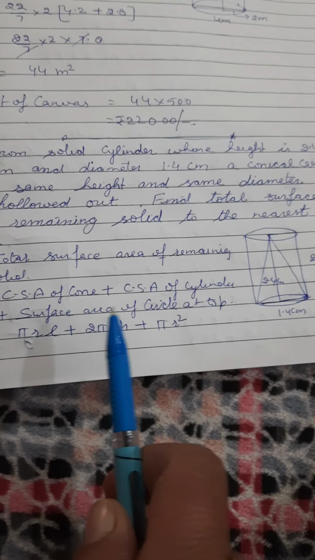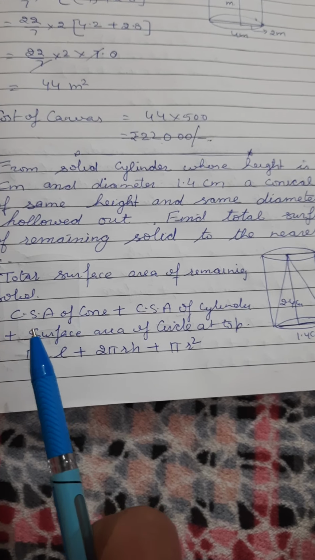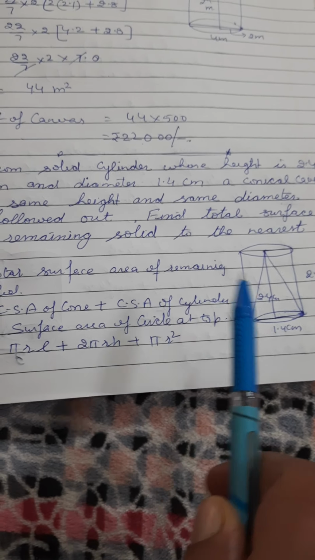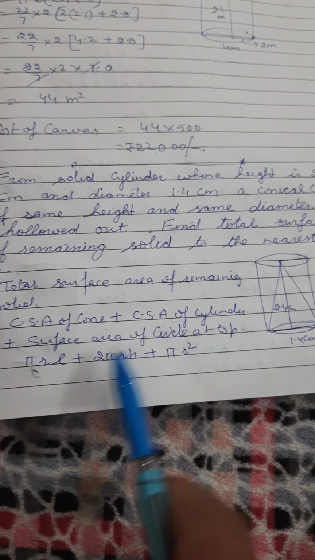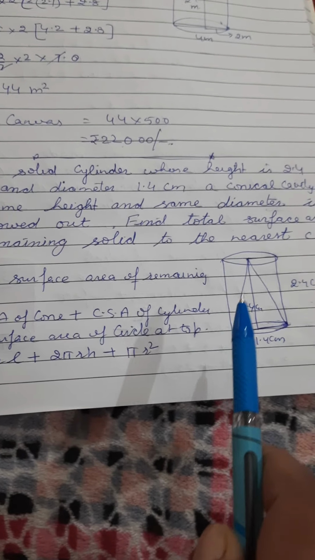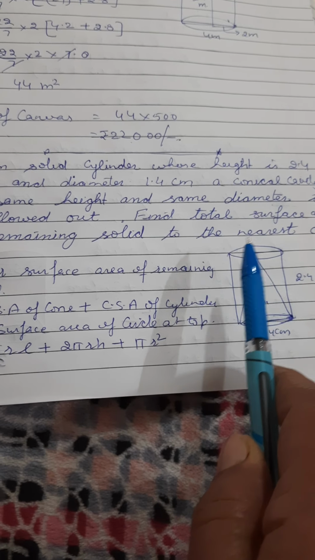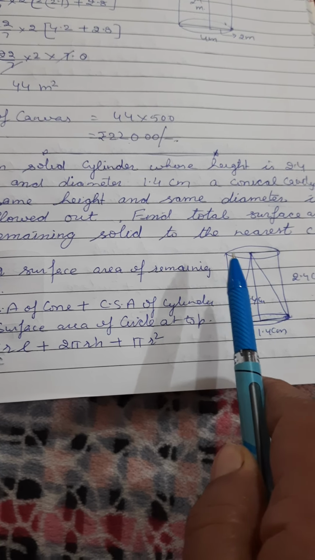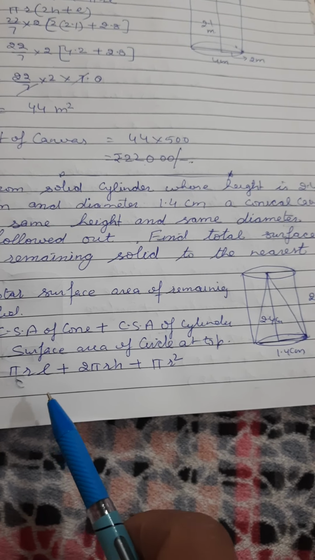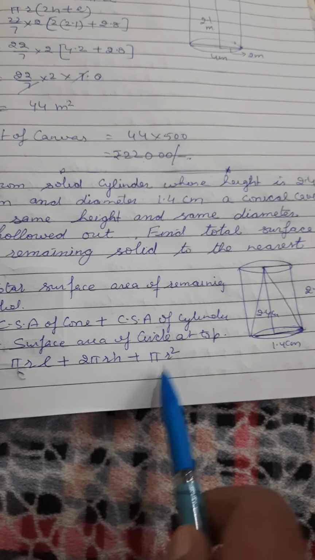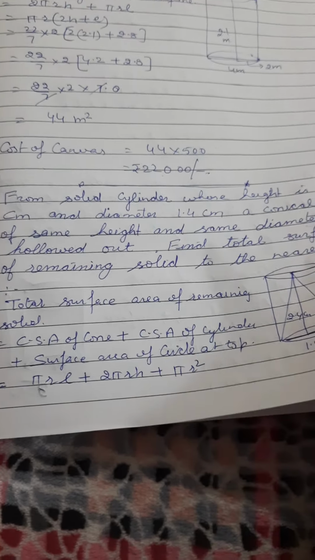Then the total surface area of the remaining solid will be equal to the curved surface area of the cone plus the curved surface area of the cylinder plus the surface area of the top of the cylinder, that is the circle, that is equal to pi rl plus 2 pi rh plus pi r square.